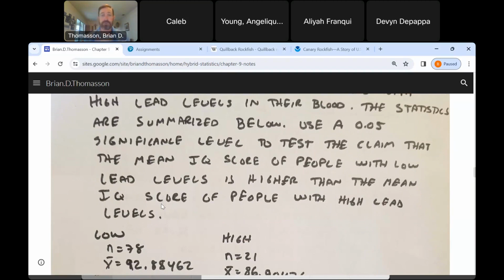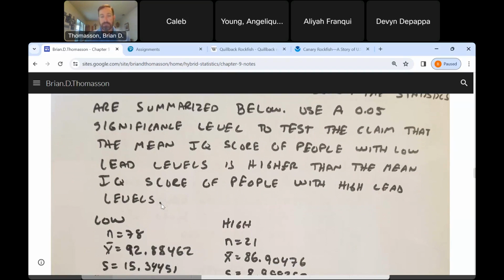So we have these two groups that have different levels of lead in their blood. And the claim is: use a 0.05 significance level test to claim that the mean IQ score of people with low lead levels is higher than the mean IQ score of people with high lead levels. So we're expecting that the low lead level people are going to have higher IQs than the high lead level people. In other words, lead makes us not so smart. Okay, so let's see how that works out.